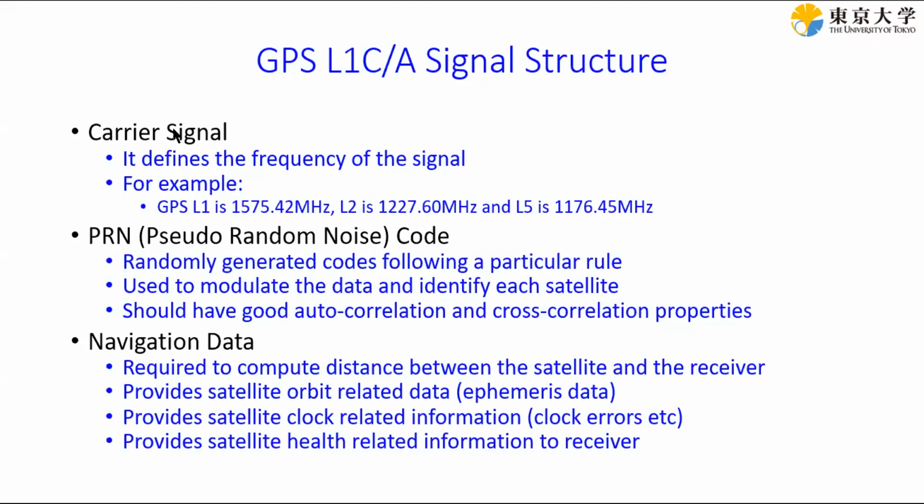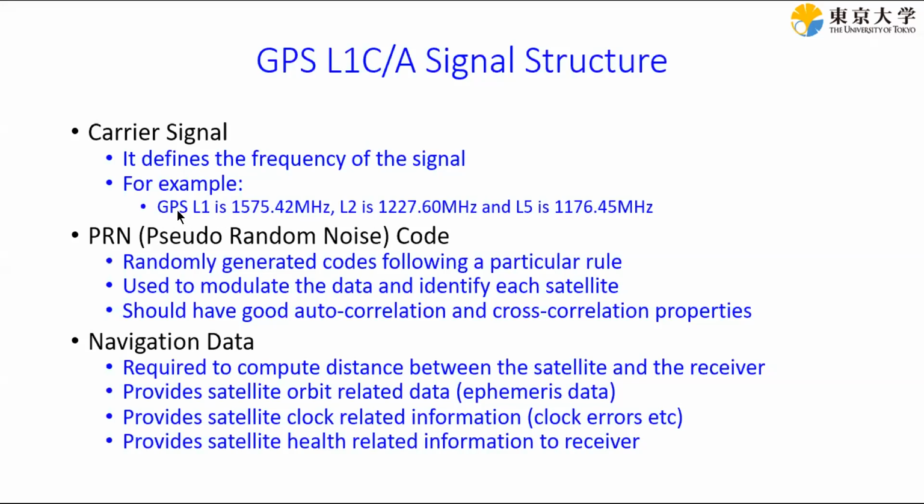If you can see here, I put these three headings: carrier, PRN code, and navigation data. These three are the basic components of the signal. You must have these three when you generate a signal in the satellite. You need a carrier, which is a sine or cosine wave, to modulate your other signals, or to carry your signal so that it can travel far away from the antenna to the receiver. That's the purpose. And this carrier signal will define the frequency of the signal.